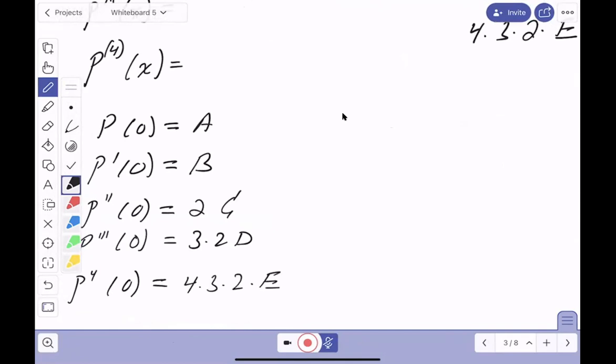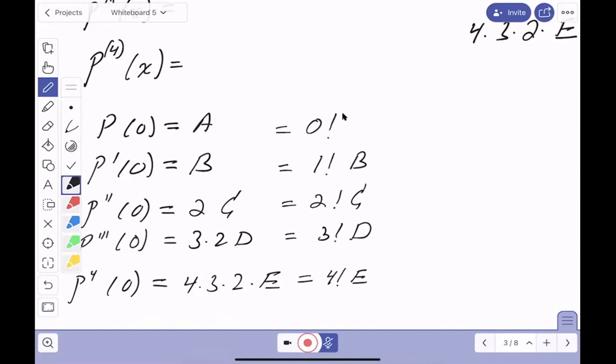4 times 3 times 2 E. Now I'm going to do something that's going to disturb some people. I'm going to write these down in what I believe is a pattern. This is 4 factorial times E. This is 3 factorial times D. This is 2 factorial times C. This is 1 factorial times B. And this is 0 factorial times A.